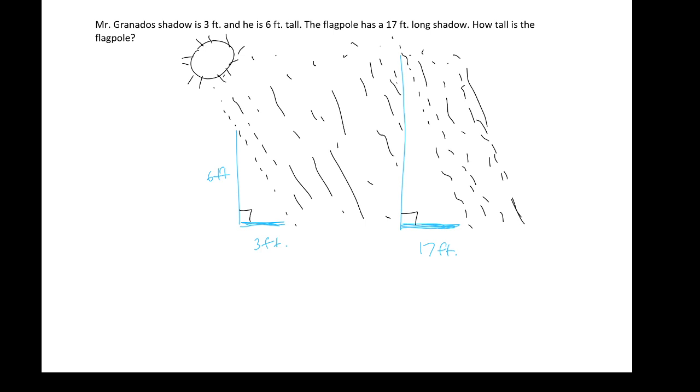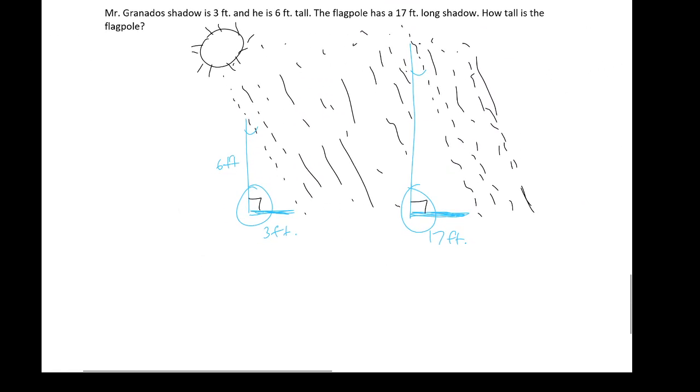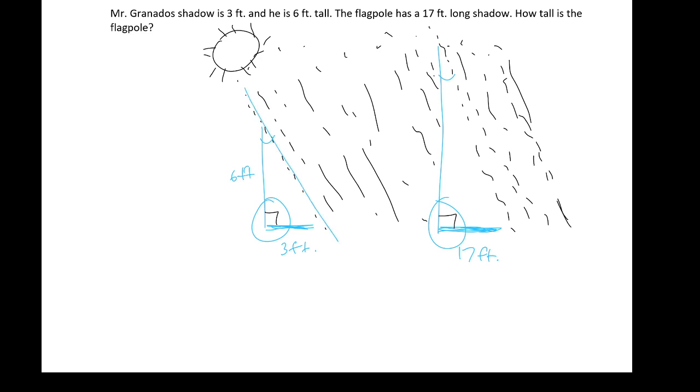Therefore, I have a proportion, and here's why. We have one angle here that is going to be congruent. The other thing that we'd have to say is that this angle right here is also going to be congruent, because the rays that are coming hit me at the same angle as they do the flagpole. So therefore, these are similar triangles, I keep saying congruent, due to the angle-angle postulate. So it's going to be 6 to 3 is equal to, and we don't know this length right here, the height of the flagpole, which is x to 17.